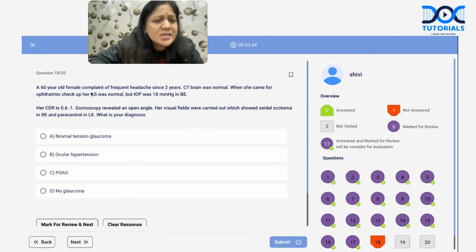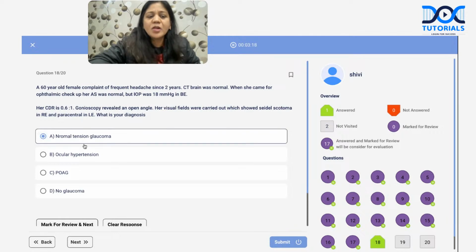Question 18 says there's an old female with frequent headache, CT is normal. When she came to ophthalmology, everything is normal, pressure is normal. Cups are slightly enlarged, gonioscopy is okay. Visual fields show a defect. So guys, if visual fields are showing me a defect, cups are under suspicion, but pressure is normal, I'll definitely keep it as normal tension glaucoma. I can't say it's POAG because pressure is in the normal range. Why won't I say no glaucoma? Because visual fields are definitely gone.